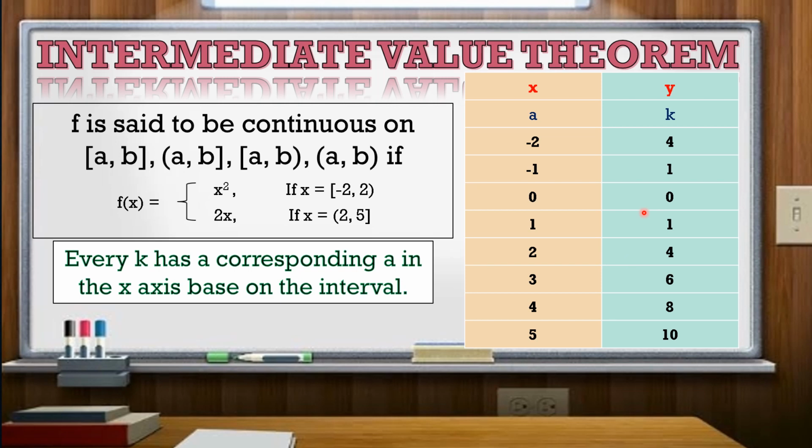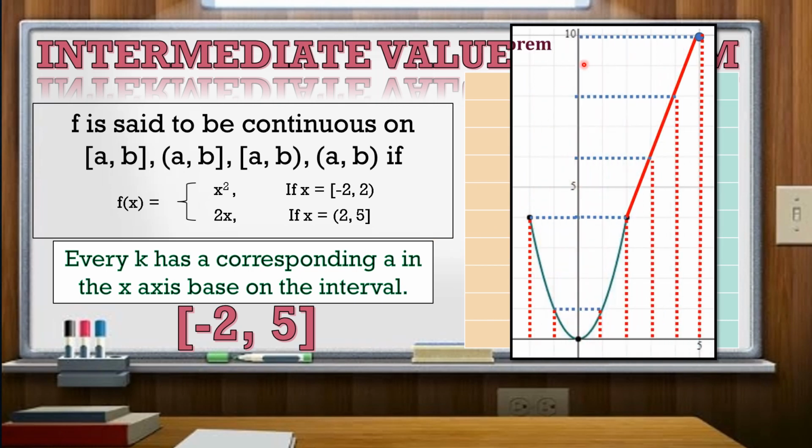And this is the continuity of your function. So we have -2, and then we have 5. This is your intermediate value theorem. And this is the graph. So we have your -2, and we have also your 5 positive.